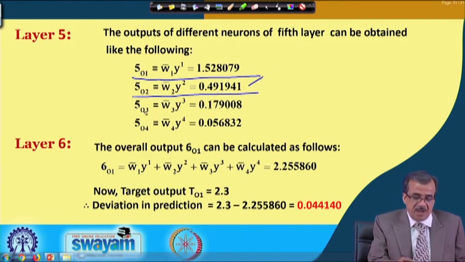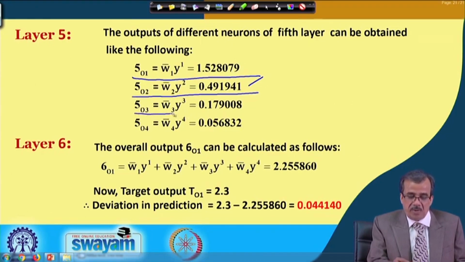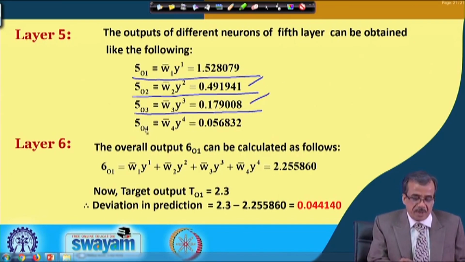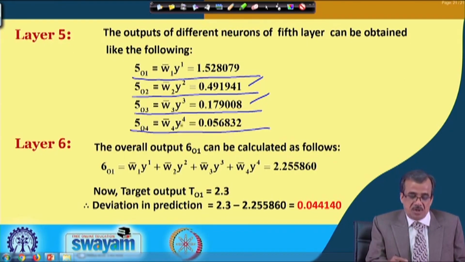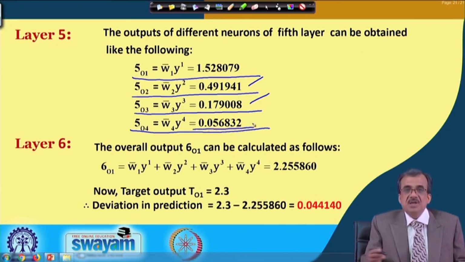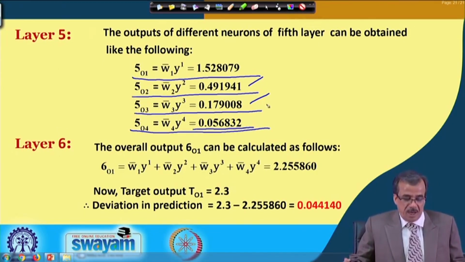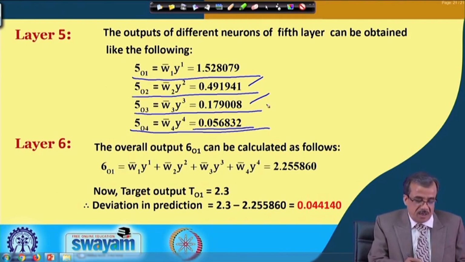0.491941. Similarly, the output of the third neuron lying on the fifth layer is nothing but W3 bar multiplied by Y3, and that is nothing but 0.179008. And similarly, the output of the fourth neuron lying on the fifth layer is nothing but W4 bar Y4, and if you substitute the numerical values, you will be getting 0.056832.